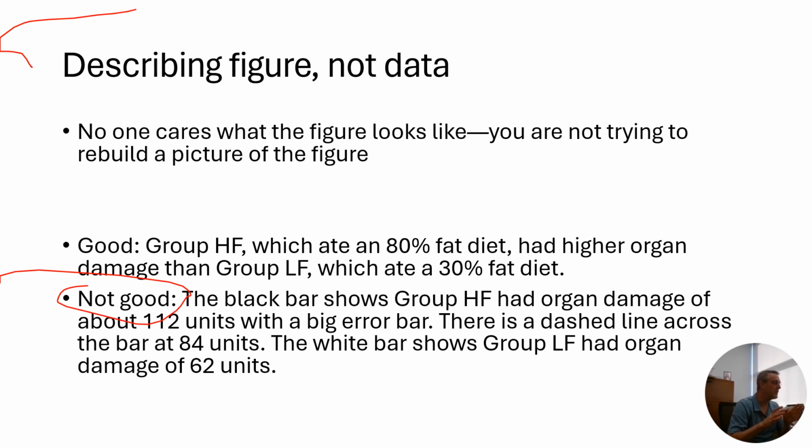You're explaining this. Nobody can see it. Nobody cares if there's a black bar. We care what the data are, not what the bars are like, right? The black bar shows group HF had organ damage of around about 112 units of the big error bar.